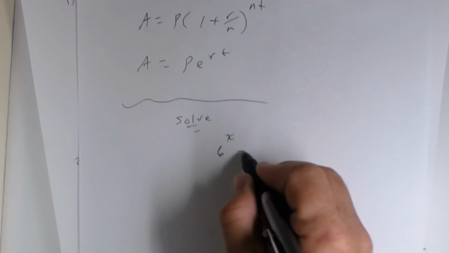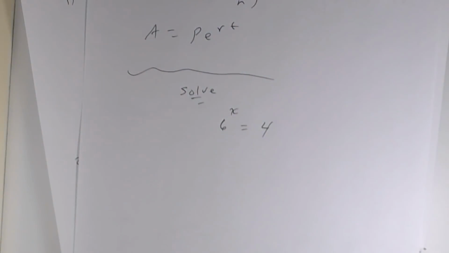6 to the x power equals 4. How would you solve this? How would you solve for x? There's no way you can get the bases to be the same, right? Right. So how are you going to deal with this?